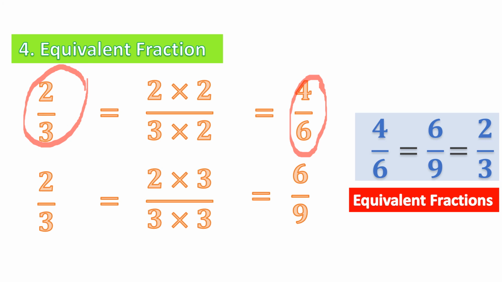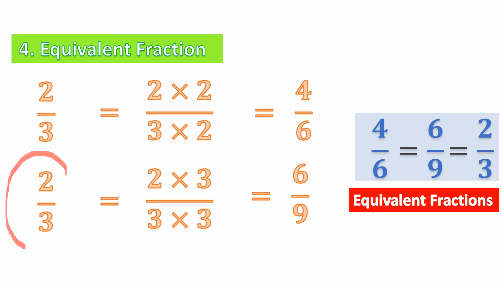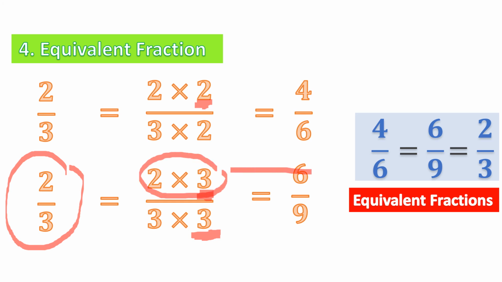So same way, I'm taking another example. The same 2 by 3 itself I'm taking, and I multiplied 3 on top. So what should I do? I should definitely multiply 3 below also. So what do I get? 2 into 3, 6, and 3 into 3, 9. So can you see, I get 6 by 9, right?